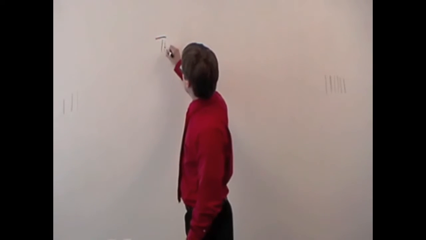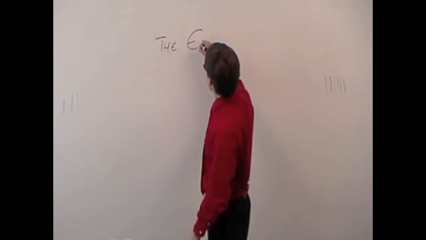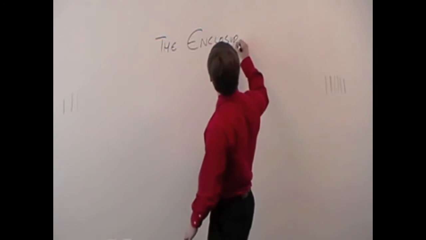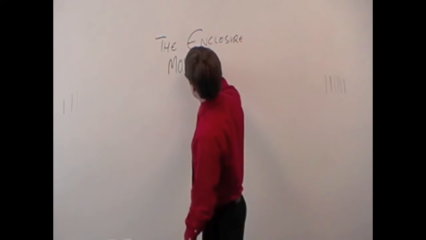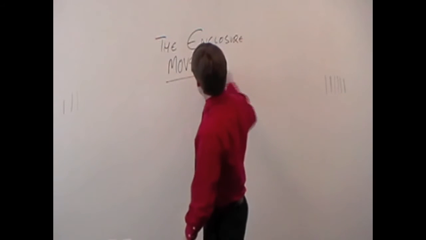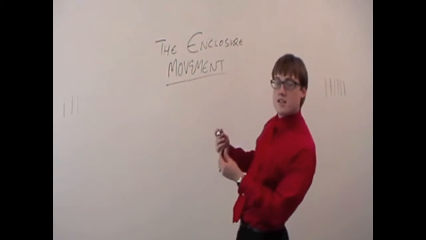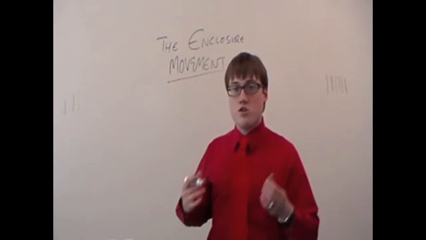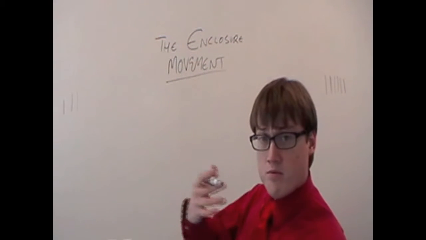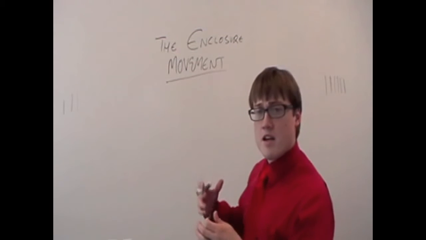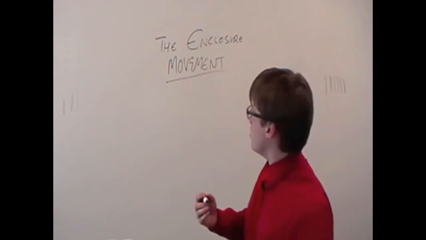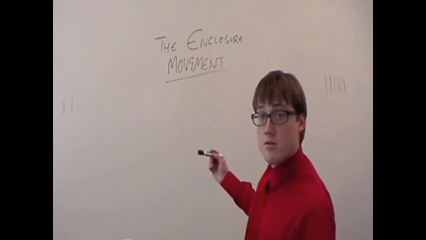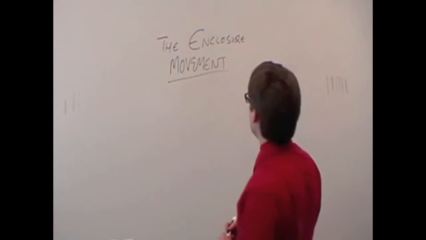So, just so that we're all on the same page, in Britain we had this thing referred to as the enclosure movement. And the enclosure movement existed in the late 18th century, really. And it was the organized effort to undo serfdom, feudalism, that sort of economic condition that we found ourselves in throughout the Middle Ages.